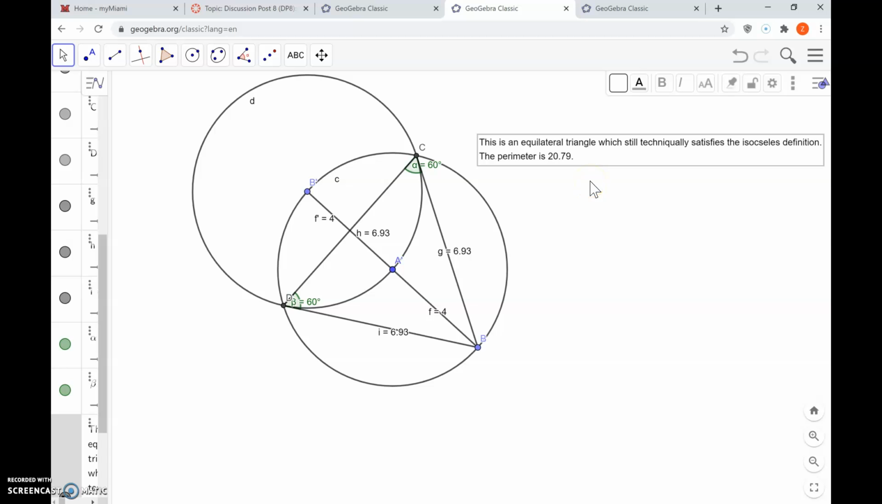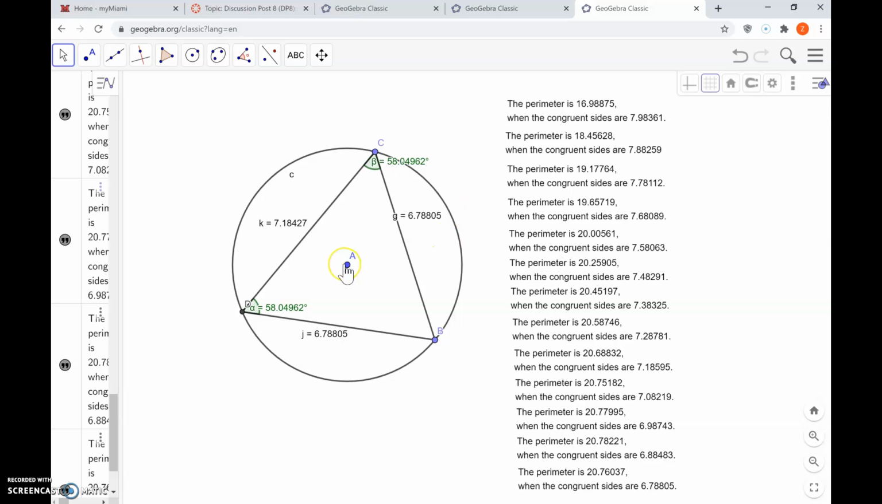Then I created this one. This is an equilateral triangle, which technically still qualifies as an isosceles because it satisfies the definition of having base angles being congruent and two sides being congruent. Found out that the perimeter of this is 20.79.